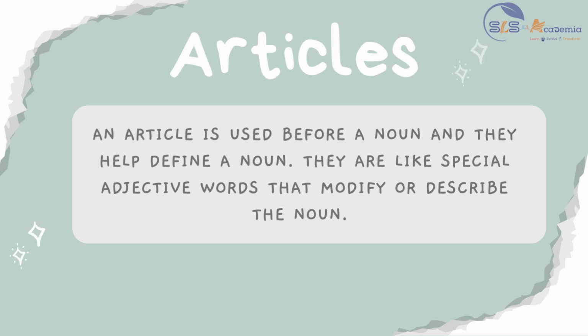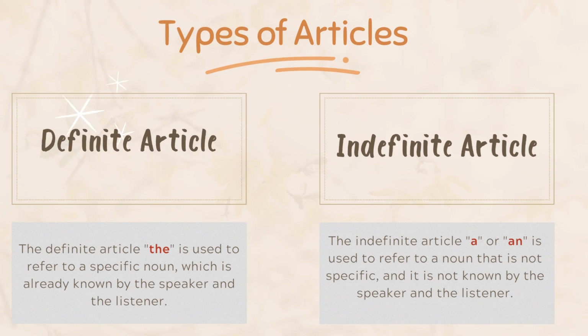Articles play a crucial role in English grammar as their correct usage can help to make your sentences clearer and more precise. In English grammar, there are two types of articles: definite articles and indefinite articles. The definite article the is used to refer to a specific noun which is already known by the speaker and the listener, whereas the indefinite article a or an is used to refer to a noun that is not specific and is not known by the speaker and the listener.